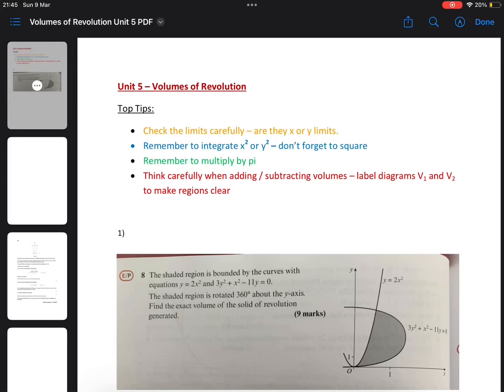Hello everyone, and welcome to today's video on volumes of revolution. This video is focused on the AS questions, where the integrals are fairly easy to deal with, although you do revisit the topic in year 2 to use more advanced integration techniques and parametric equations and stuff. But with that said, I have picked 3 particularly challenging questions for today's video, largely focused on dealing with multiple volumes, which is probably the hardest part of the year 12 topic.